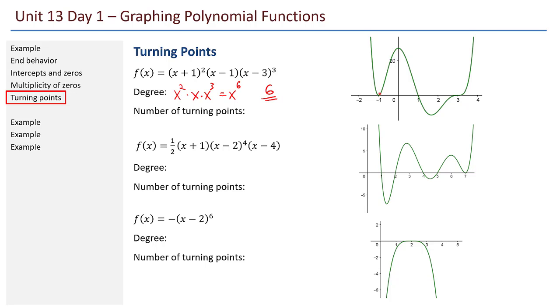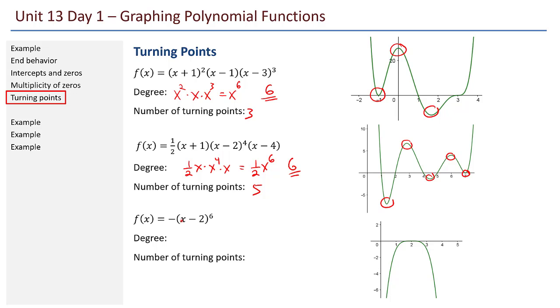So the degree is 6. And if I count turning points, 1, 2, 3, it looks like there are 3 turning points. In the second example, my leading term is 1/2, and then I'll get an x, I'll have x to the 4, and then just x again. So that's 1/2 x to the 6. So the degree is 6 again. How many turning points? 1, 2, 3, 4, 5. There are 5 turning points.